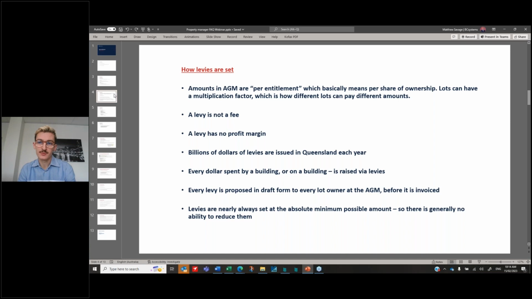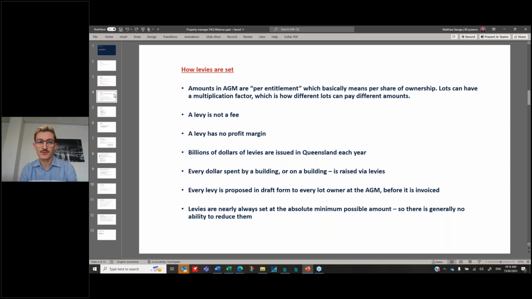When you see AGMs with tiny amounts like $6 or 87 cents per levy, that doesn't mean they're only paying $6. That would be $6 per entitlement. And you would then look at the schedule of entitlements, and lot 1 in the building might have 957 entitlements, and lot 2 might be bigger. It might have 1,100 entitlements. So it's the levy times by the number of entitlements, and that's how different lots can pay different amounts in buildings where the lot types can be different. So larger lots versus smaller lots, or commercial versus residential.